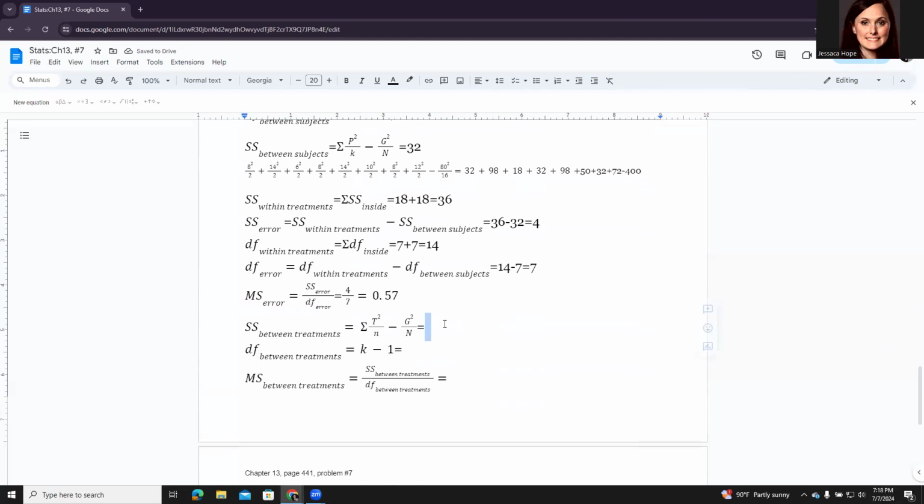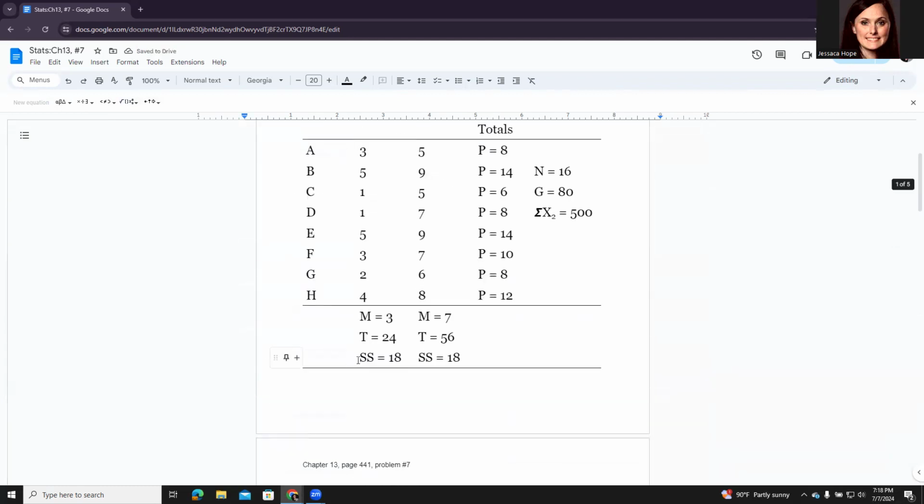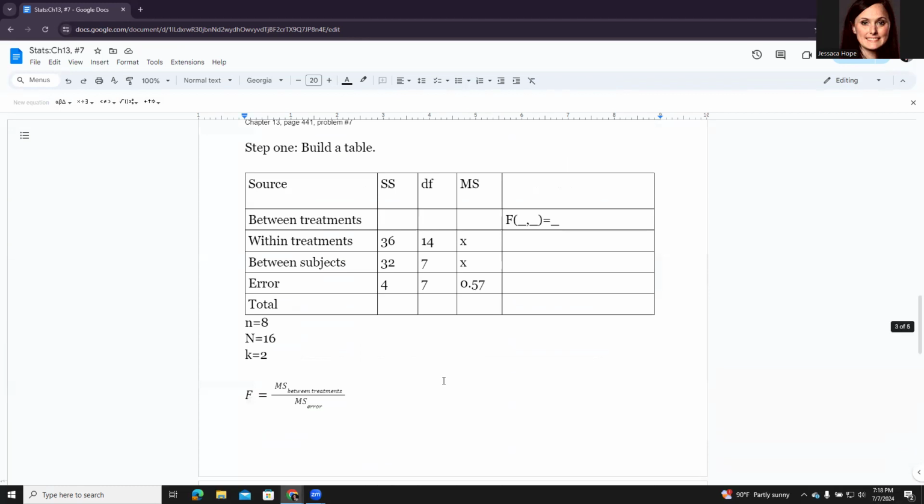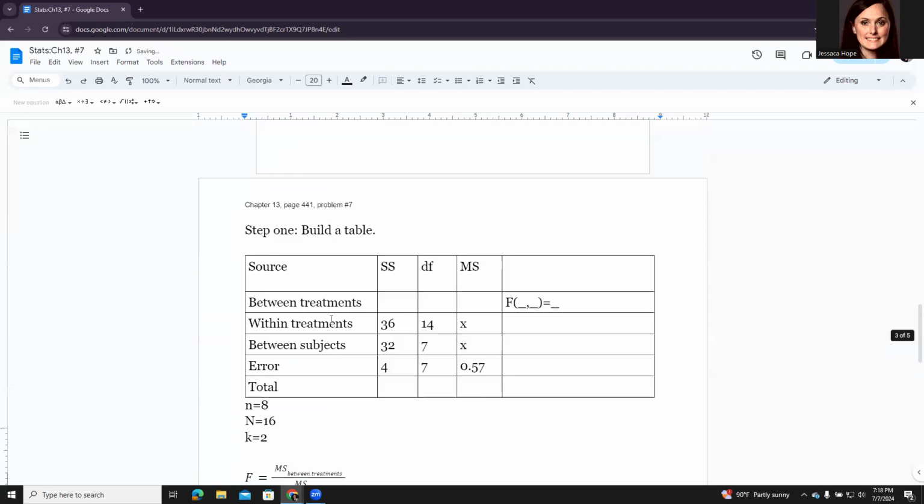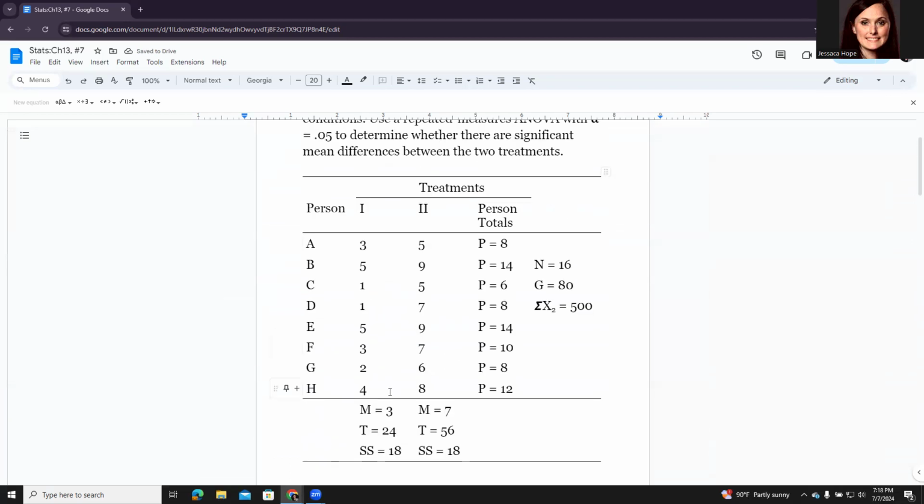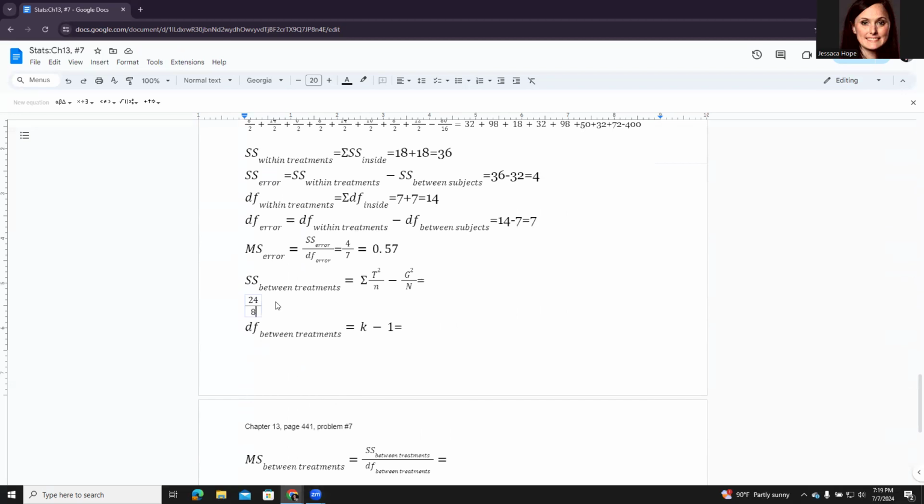Sum of squares between treatments. This is another long one. I'm going to skip down to the next line. So you're going to sum all the T squared over n and then subtract G squared over big N. So start with T. The first T is 24. The second one is 56. So 24 over n is 8. Remember, because the number of scores in a treatment is n, so that's 8. But we need to make sure we square 24 because it's T squared.